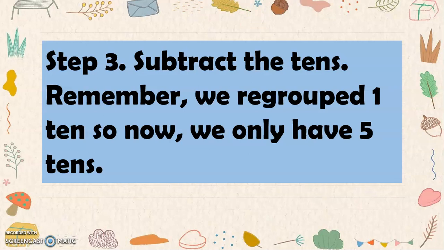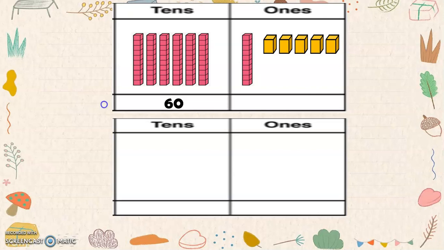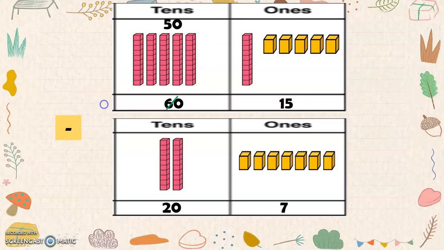Now for step 3, we're going to subtract the tens. Remember, we regrouped 1 ten, so now we only have 5 tens. So again, we have here 60 and then the 5 ones, but of course we regrouped from the tens place. So now there's the 10 and then it becomes 15. And then 60 of course becomes just 50 minus 27. So now we were able to subtract 15 minus 7. So we have here 8. And then of course 50 minus 20, we have here 30. So as you can see, we have here 38.